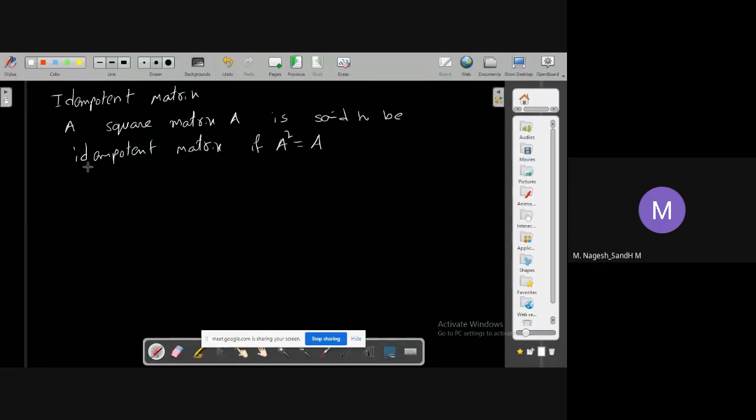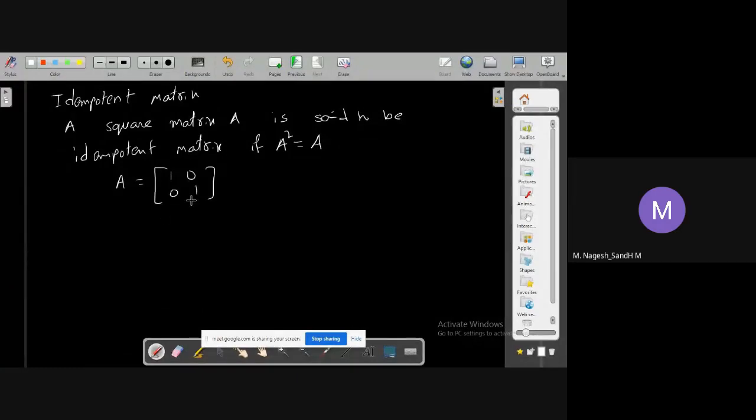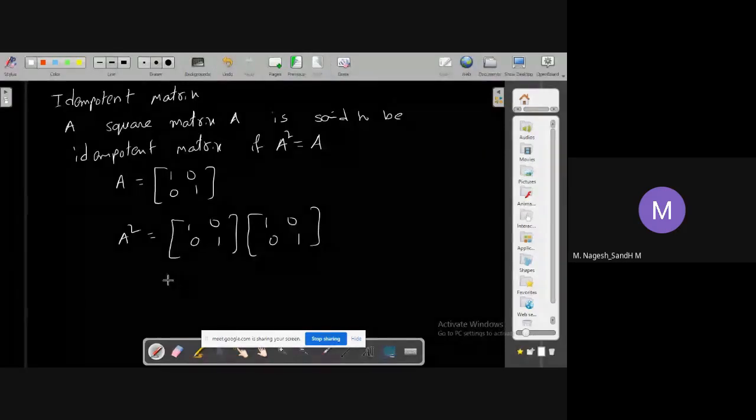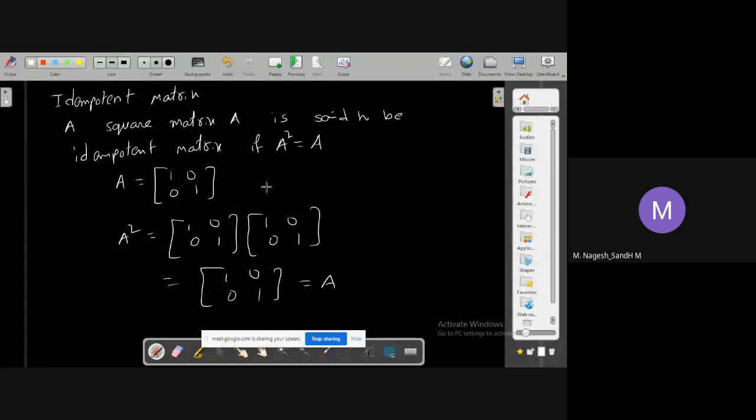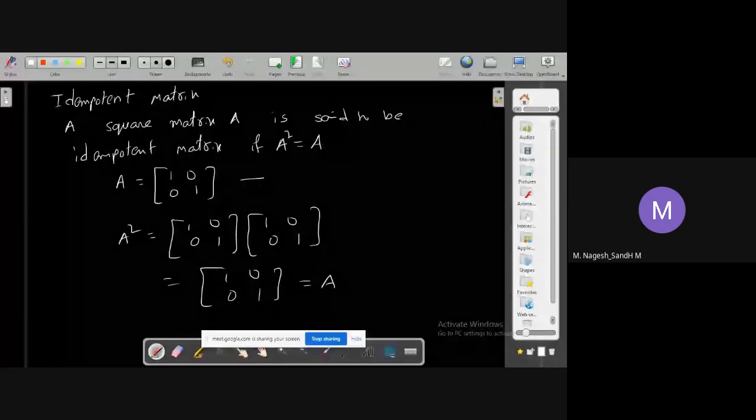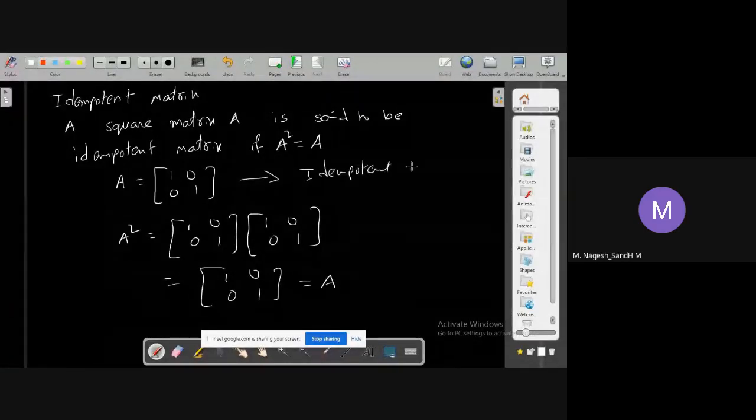For example, if you take A equal to [1 0; 0 1], it is a unit matrix. When you do A square, what will you get? [1 0; 0 1] times [1 0; 0 1]. When you multiply these two, what will you get again? [1 0; 0 1] only. So therefore you got A again. Therefore this A equal to [1 0; 0 1] is an idempotent matrix. So a unit matrix is always an idempotent matrix.